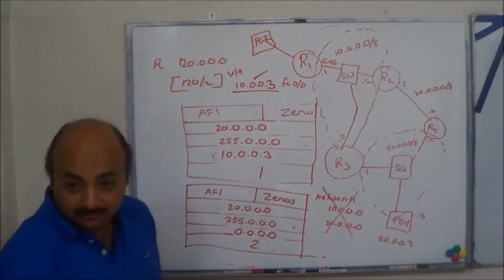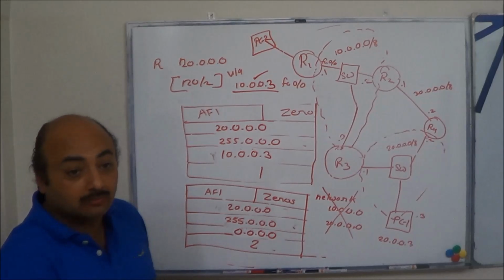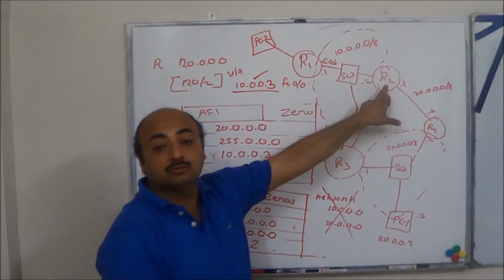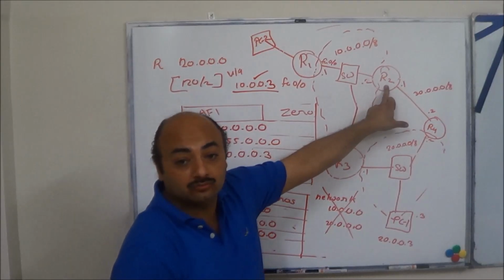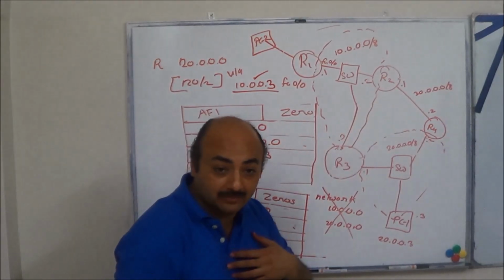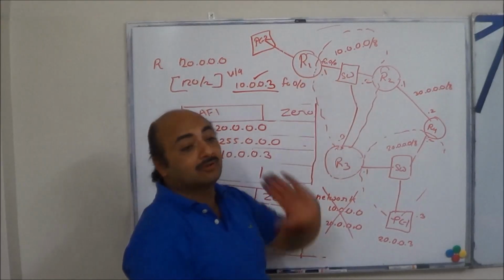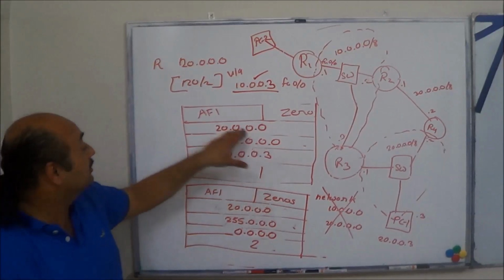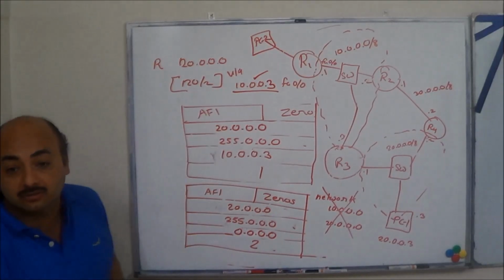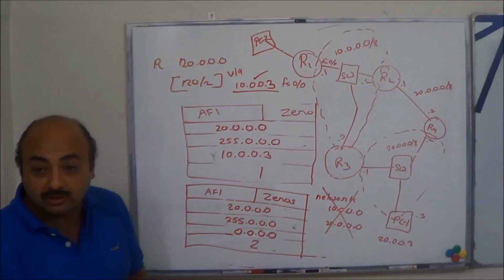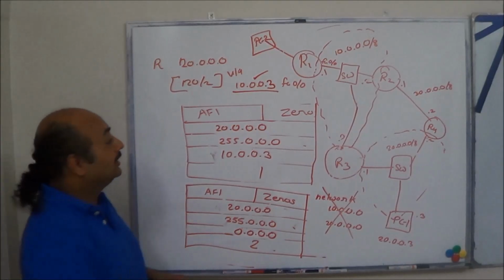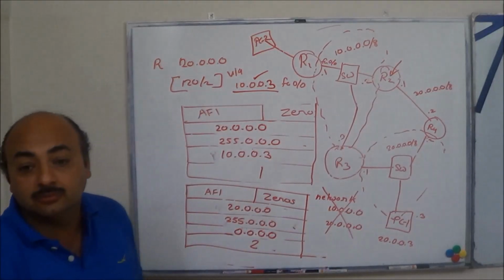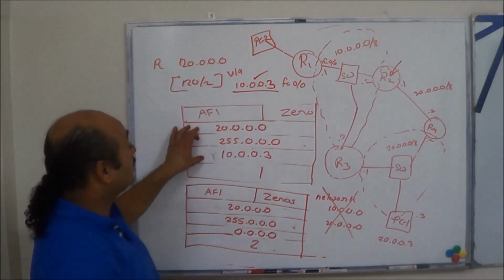So let me correct myself. We don't do the configuration here. We do the configuration on R2. R2 is telling in its update to R1, please use 10.0.0.3 as the next hop for reaching this network with this subnet mask. Do you understand? Let me repeat. If I am going to configure something on the routing protocol RIP, what is it going to say?